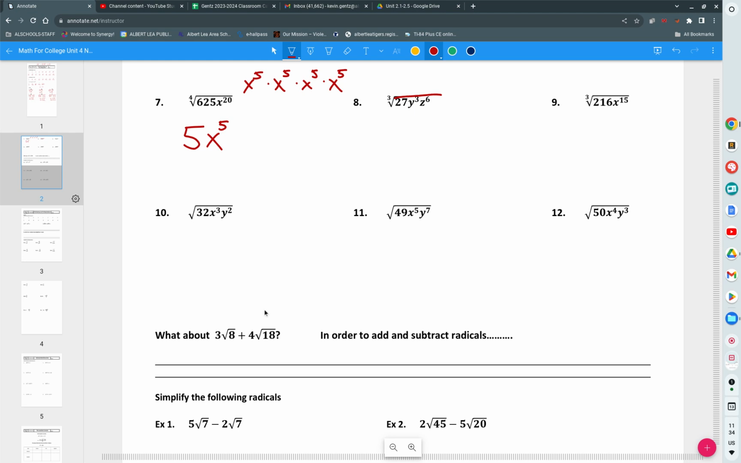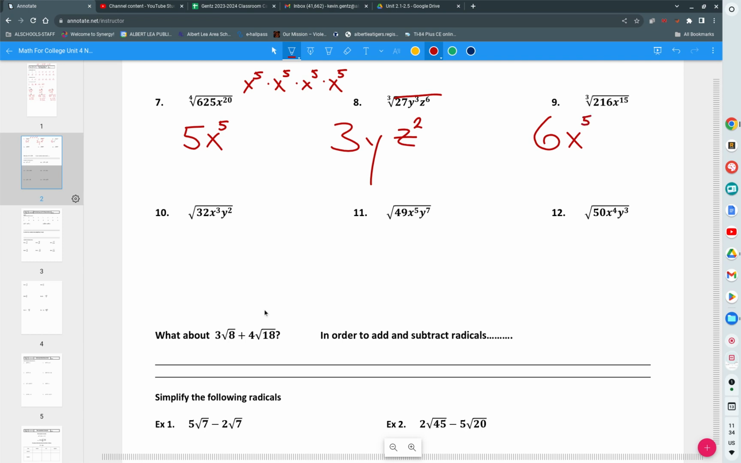What is the cube root of 27? 3. What do you multiply 3 times to get y cubed? Y. What do you multiply 3 times to get z to the 6th? Z to the 2nd. The third one, what do you multiply 3 times to get 216? What do you multiply 3 times to get x to the 15th? X to the 5th.